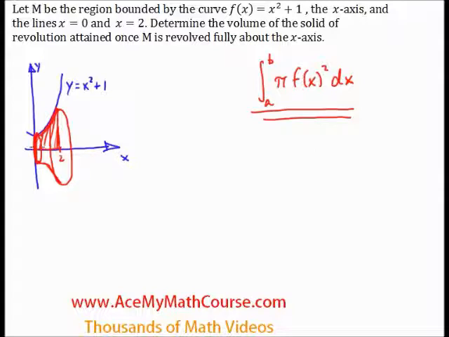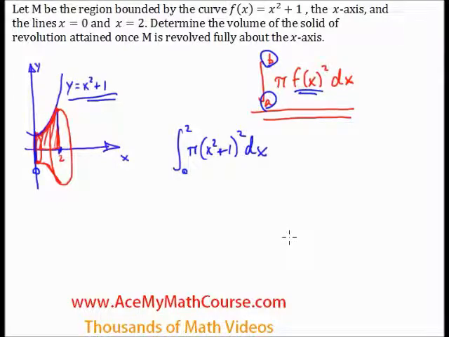So what is the value of A? The value of A is 0 because we're starting over here, and the value of B will be 2 because that's where we end essentially. So from 0 to 2, pi times f of x, which is just the function x squared plus 1, and we're going to need to square that, and we have dx over there. In this case, I'm just going to take out the pi because that's just a constant, right? So I can just remove it from the integral.